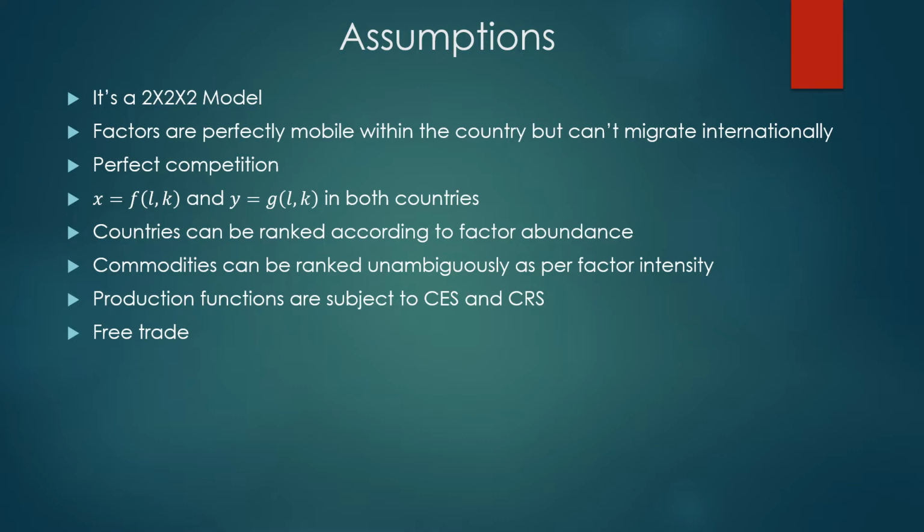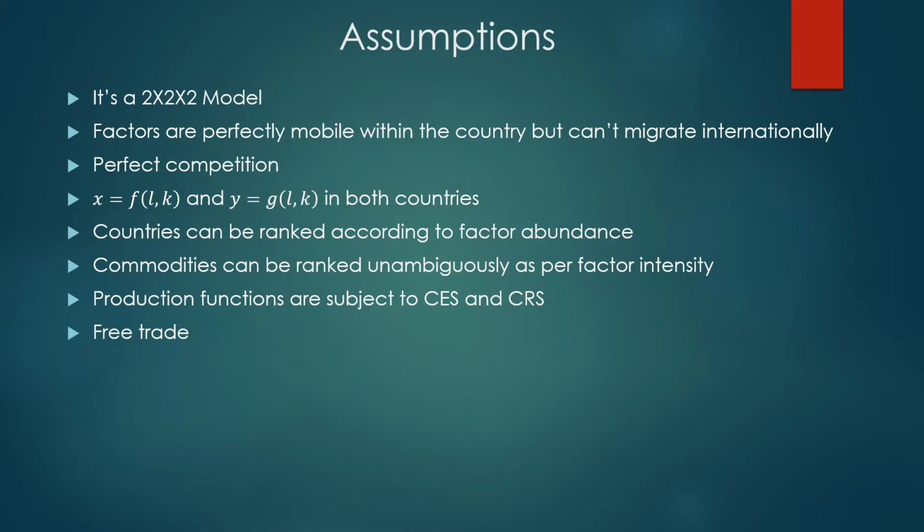The next assumption is that the production functions are the same across the countries. The production function of the same commodity will be the same across the countries. So in both countries, the production function of X will be the same, and in both countries, the production function of Y will also be the same. But the production function of X will differ from the production function of Y.